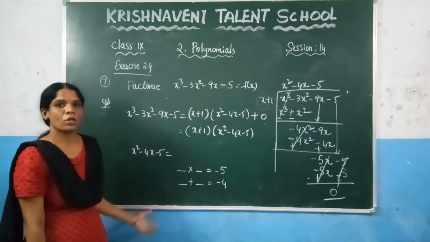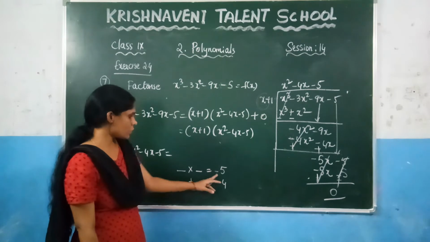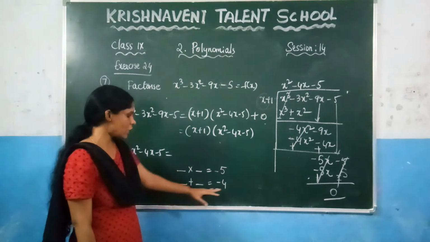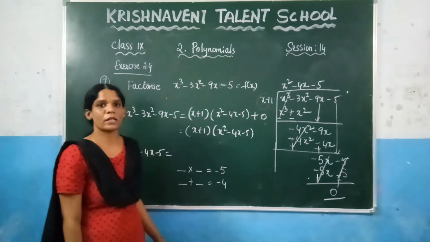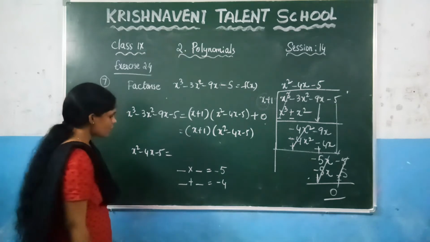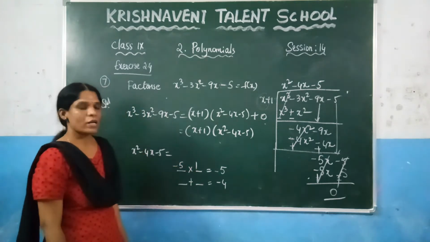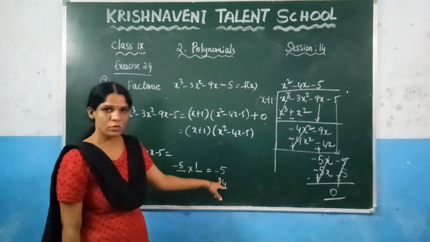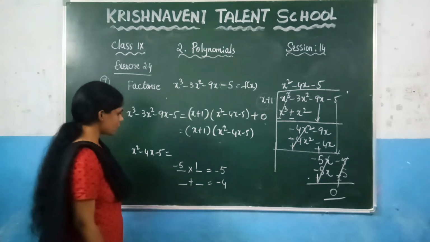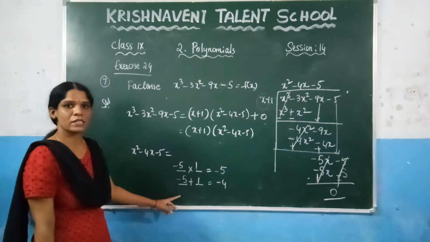You need to check what those values are. That means while multiplying the two numbers, you have to get minus 5, and while adding the same numbers, you have to get minus 4. What are those numbers? Here you can observe that you can take the values as minus 5 into 1. What is the value of minus 5 into 1, which gives you minus 5? And for the same numbers, check whether you are getting minus 4 or not. Minus 5 plus 1. What is the value of minus 5 plus 1?